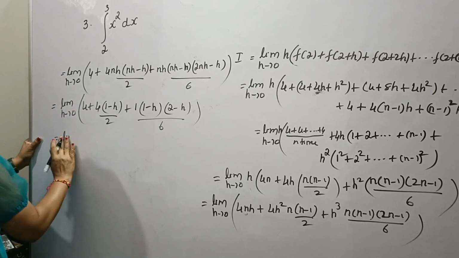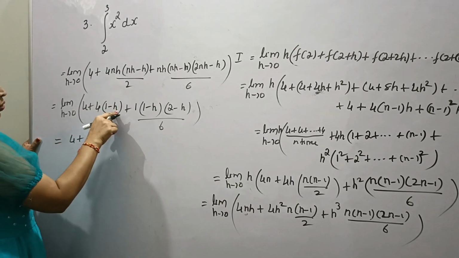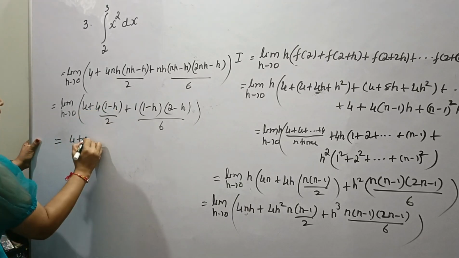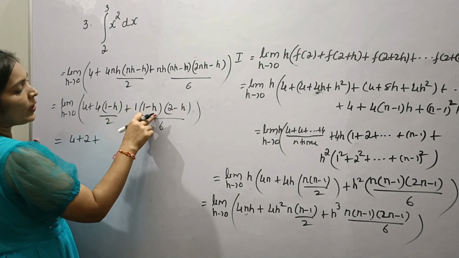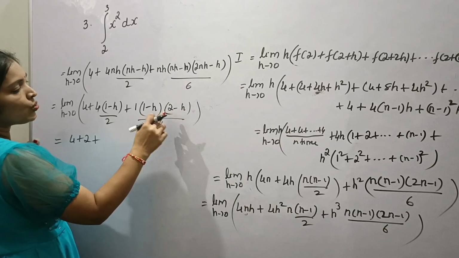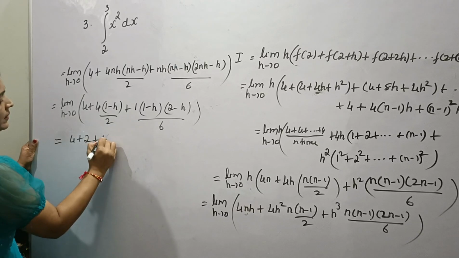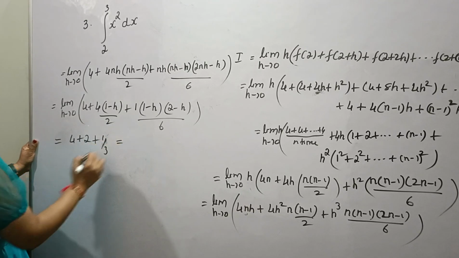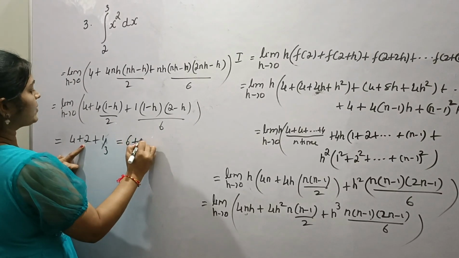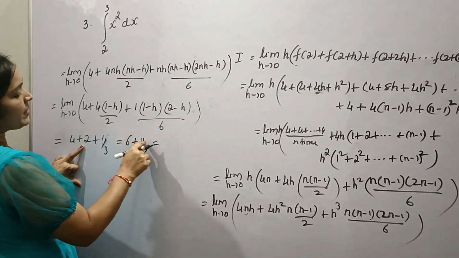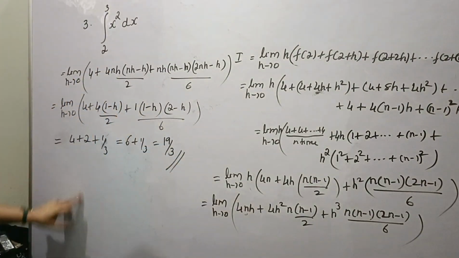After applying the limit, 4 plus here h is 0, so 4 into 1, 4 by 2 is 2, plus here h is 0, so 1 minus 0 is 1 and 2 minus 0 is 2, so 1 into 2, 2 divided by 6, that is 1 by 3. That is equal to 6 plus 1 by 3, that is 18 plus 1, 19 divided by 3. It is the value of the given integral.